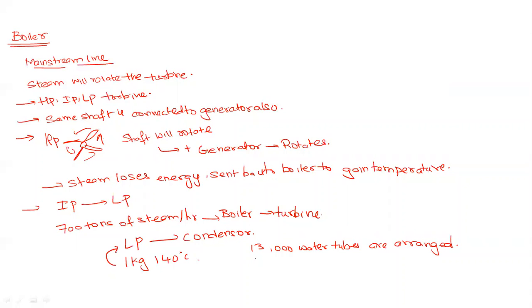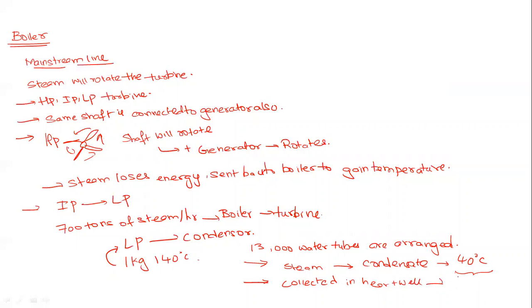When the steam is dumped vertically down and the water is circulating horizontally in the pipes, the steam gets turned into condensate. This condensate will be at 40 degrees centigrade and only 1 kg per centimeter square pressure. This will be collected in the hot well and pumped back to the boiler through LP heaters and HP heaters.